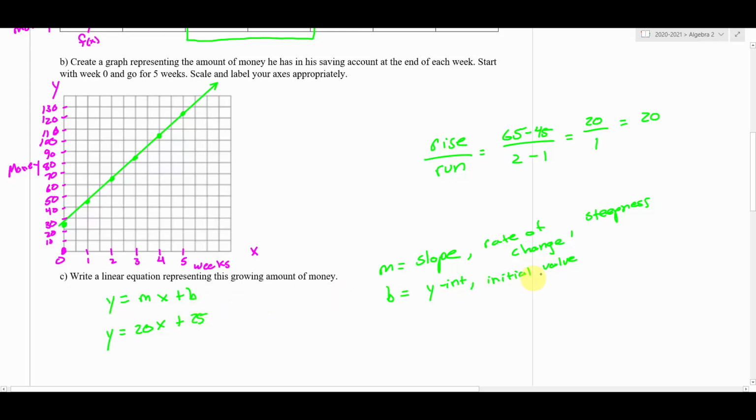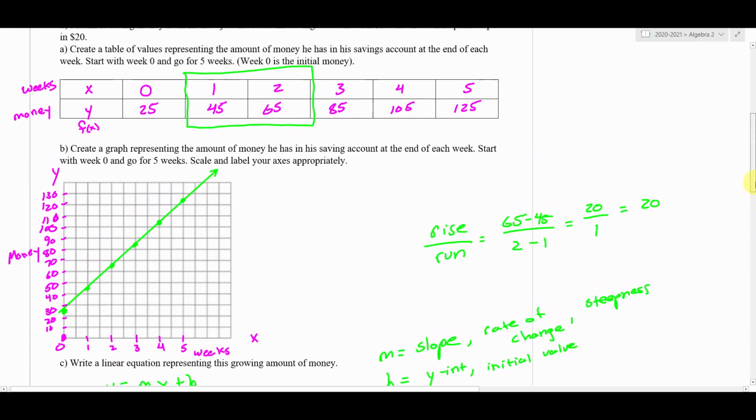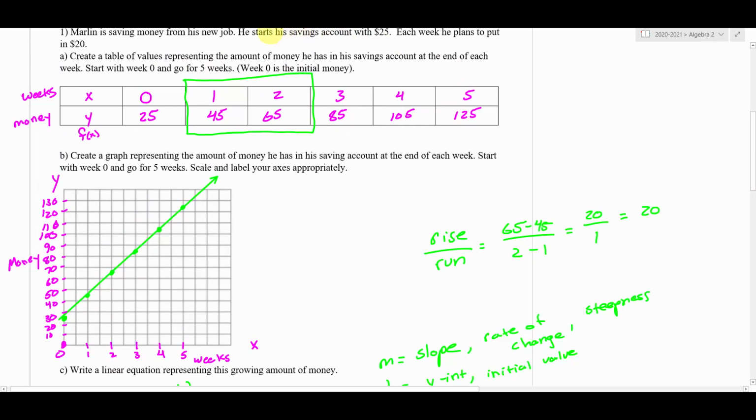Another way to find it is to read the scenario, because it represents our initial value. So it represents the initial amount of money that he started with. And if you recall, he started his savings account with $25. Okay. The other way you can find it is in the table, right? The y-intercept always occurs whenever x equals 0. So you can see it right there as well. Okay.